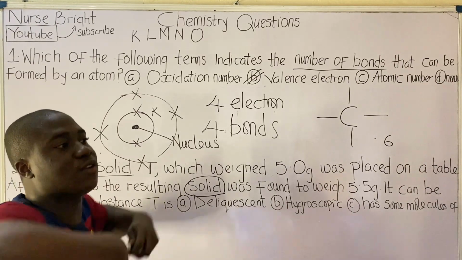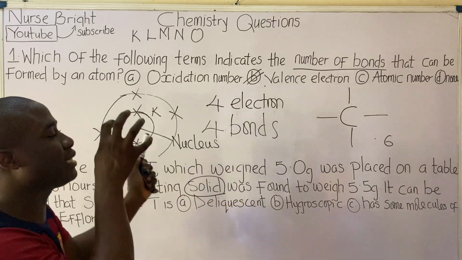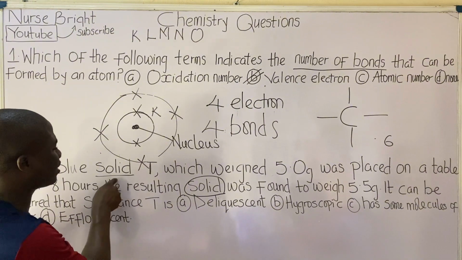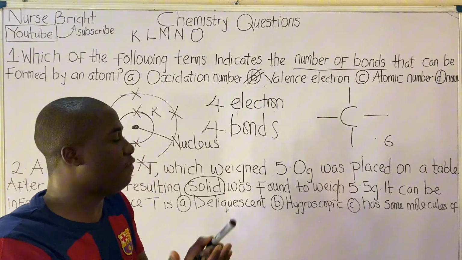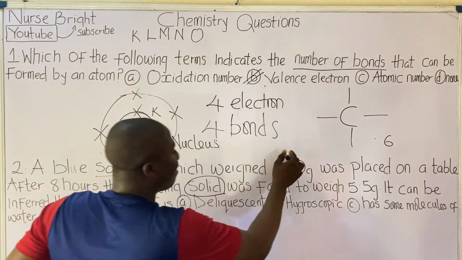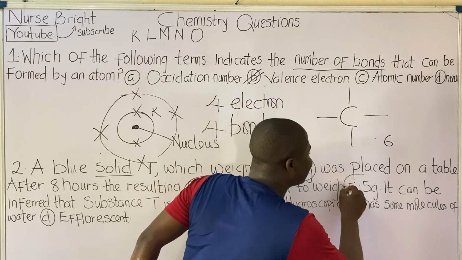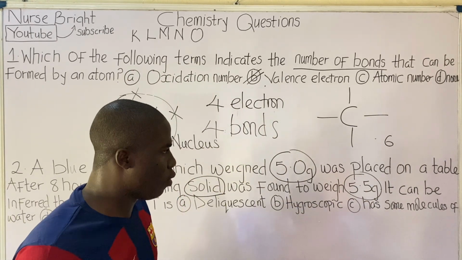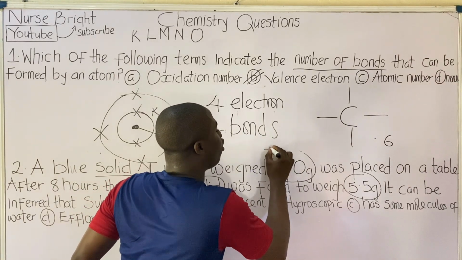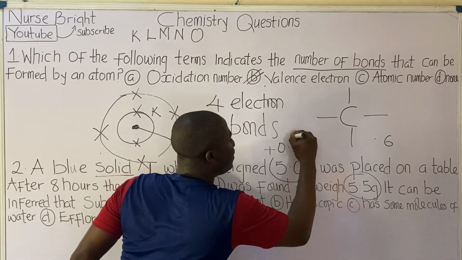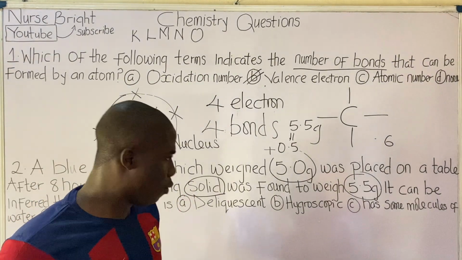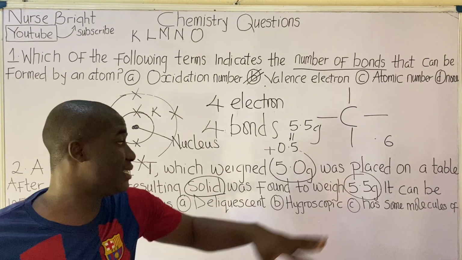The resulting solid is what was formed after 8 hours when we placed this blue solid on a table, which weighed 5 grams initially. After 8 hours, the resulting solid, still a solid, was found to weigh more. Initially it was 5 grams, which is 5.0, and after 8 hours it changed to 5.5 grams. Wow. So was there an increase or decrease in mass? Increase, because when I add 0.5 to 5.0, that is 5.5. So after 8 hours the mass increased.